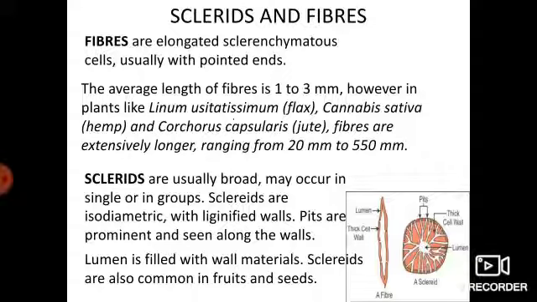Then the second type of sclerenchyma is sclereids. The sclereids are usually broad, may occur in single or in groups. Sclereids are isodiametric with lignified walls. The walls are having lignin. Isodiametric means they are same diameter with lignified walls. Pits are prominent and seen along the walls. Lumen is filled with wall materials. Sclereids are also common in fruits and seeds. Thank you.